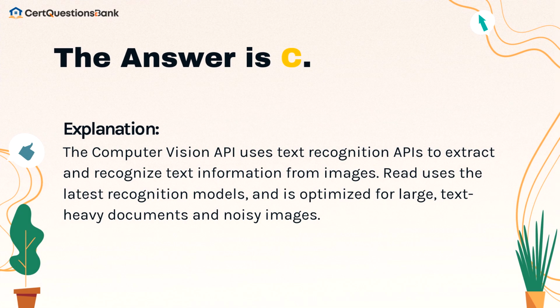The answer is C. The Computer Vision API uses text recognition APIs to extract and recognize text information from images. Read uses the latest recognition models, and is optimized for large, text-heavy documents and noisy images.